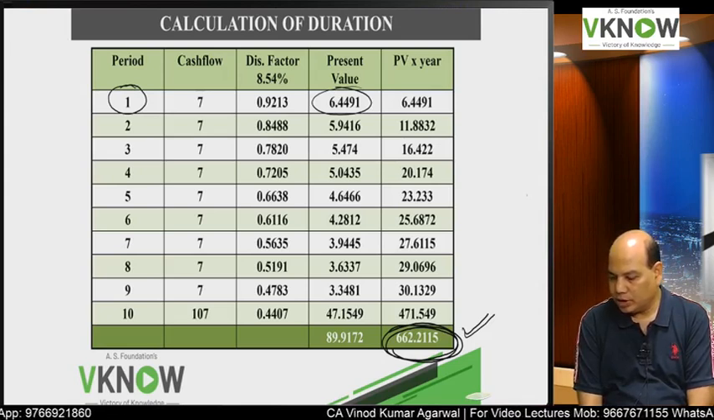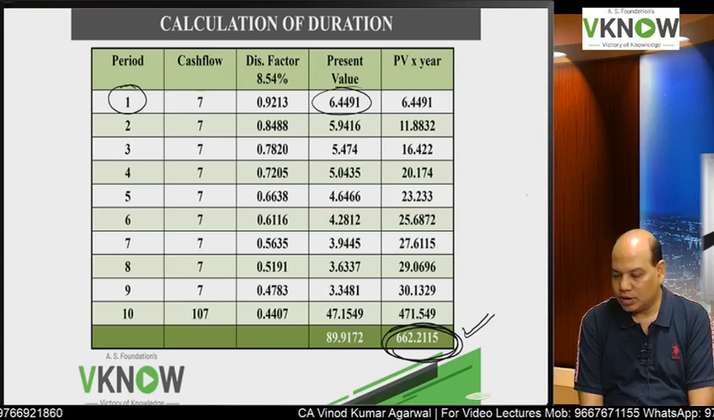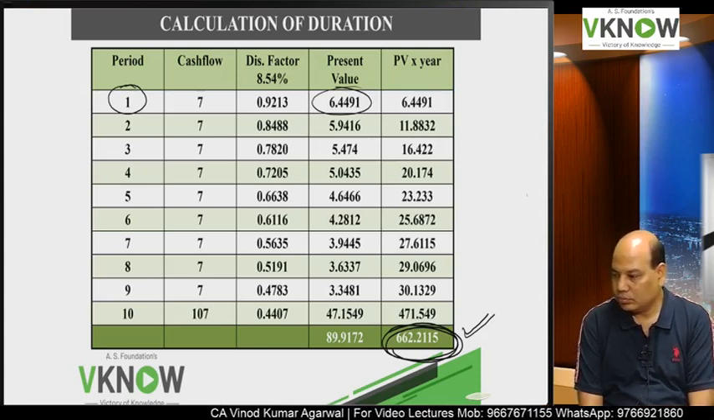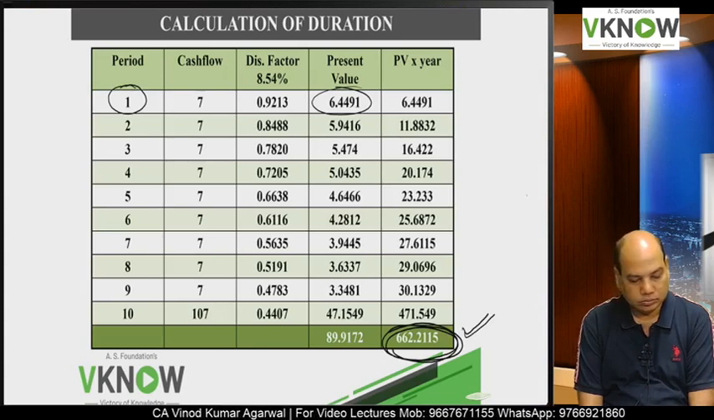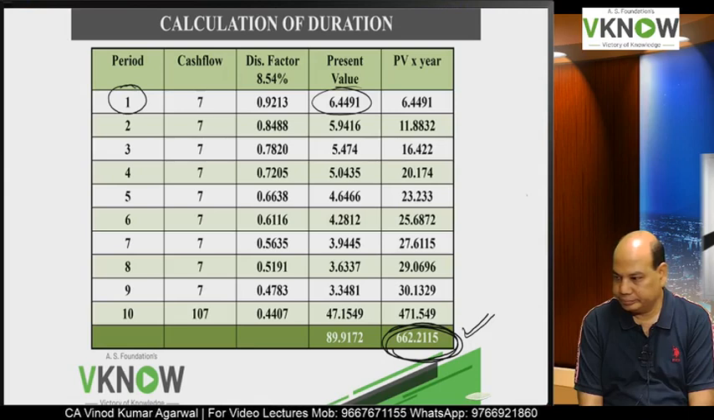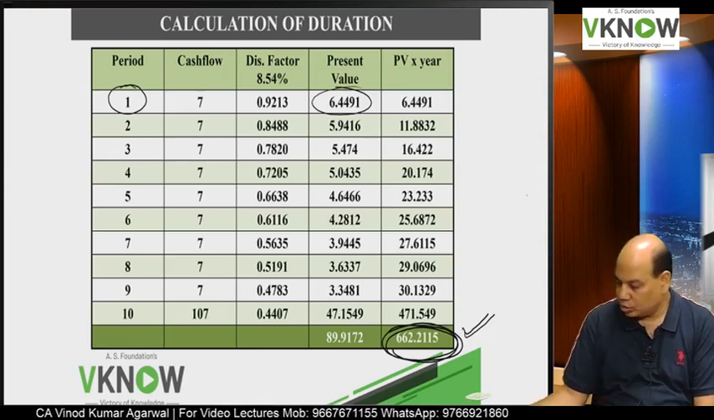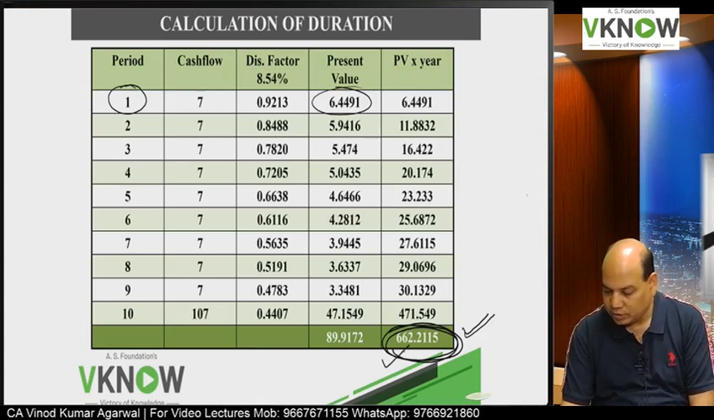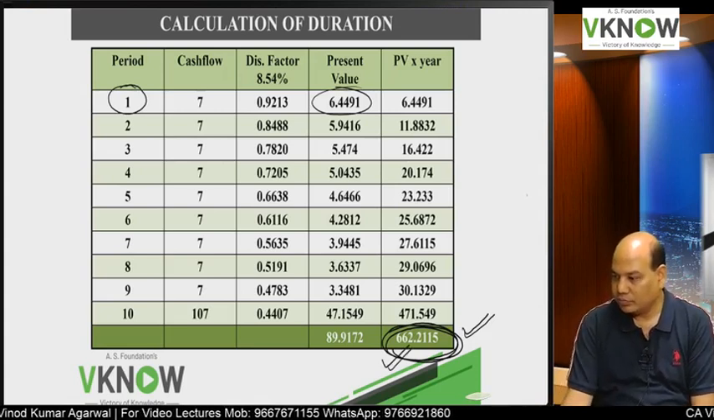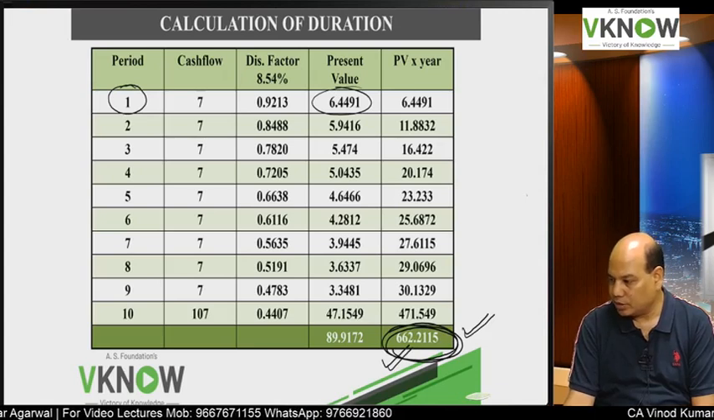Yes, 89.95 is also right. One student is saying 89.95. Very good. And what is the total of the last column? Please note down this number and we can check later. Write down in the notebook 662.2115 approximately.